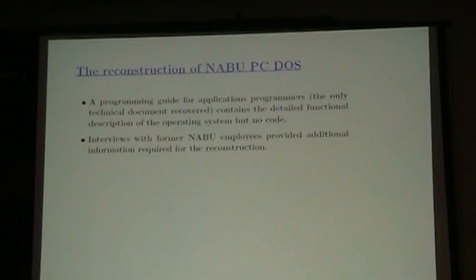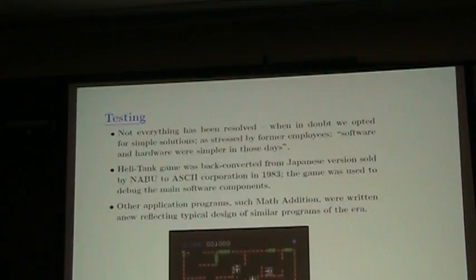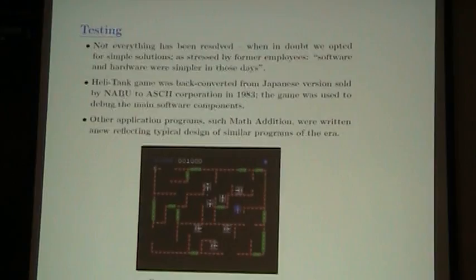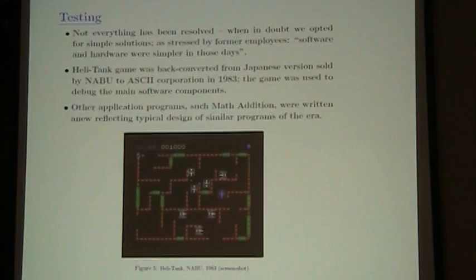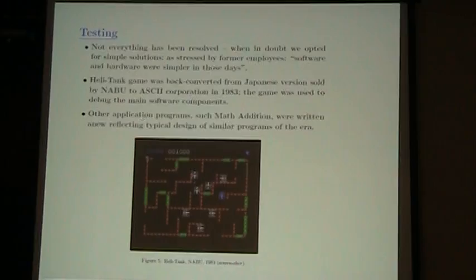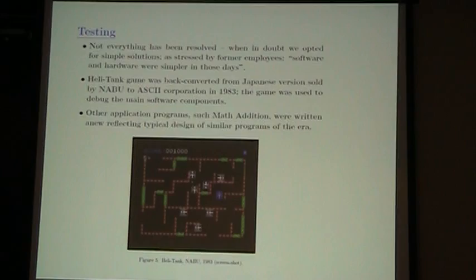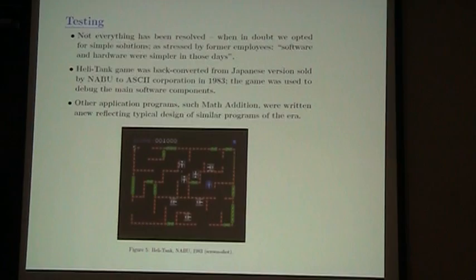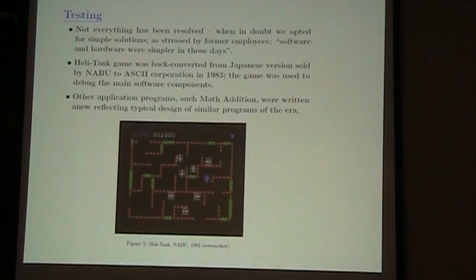Testing. So at some point we finished it, and now we say, okay, have we succeeded or not? In what way is this historically accurate or successful? We desperately needed a piece of software, and we learned that NABU sold one game to that ASCII corporation in Japan, and NABU called it Mania, and the MSX version of it was called Pelitank, Helicopter Tank. That Japanese version for MSX still exists and you can download the ROM, which we did. But it's an MSX. It's a close architecture, but it's not the same.